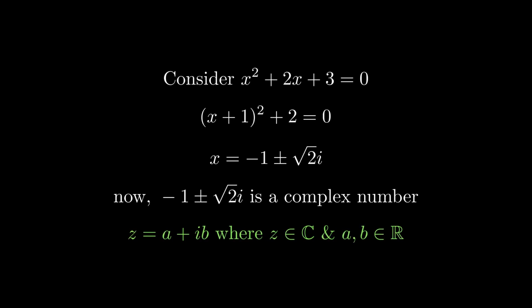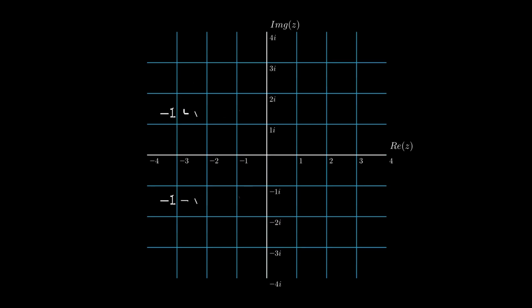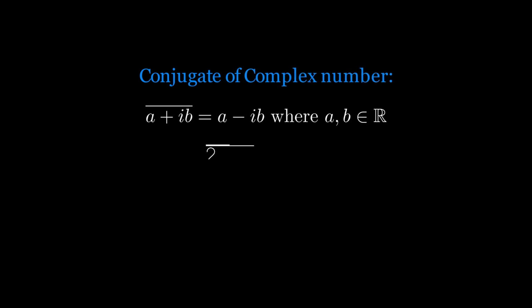So any number in the form of a plus ib is a complex number where a, b belong to the real numbers. This is the complex plane or Argand plane. The x-axis represents the real part of the complex number z, and the y-axis represents the imaginary part of the complex number z. We plot the roots of the above equation on this plane as shown. To get the conjugate of a complex number, we change the sign before the ib, the imaginary part. Thus, 2 plus 3i becomes 2 minus 3i.